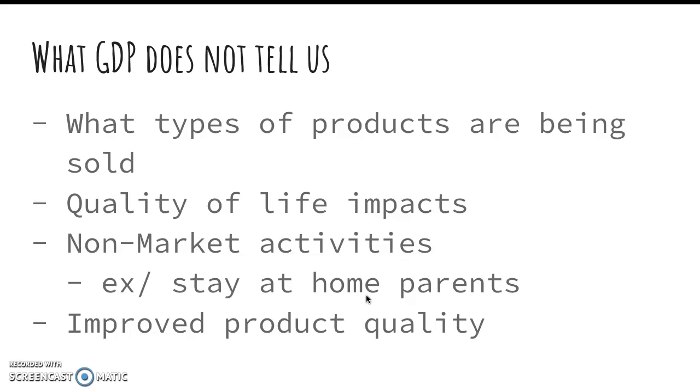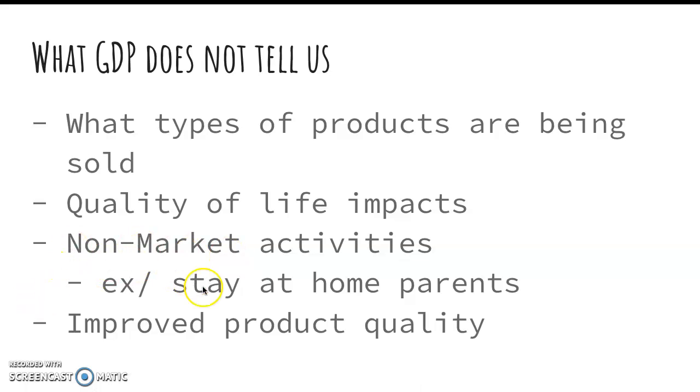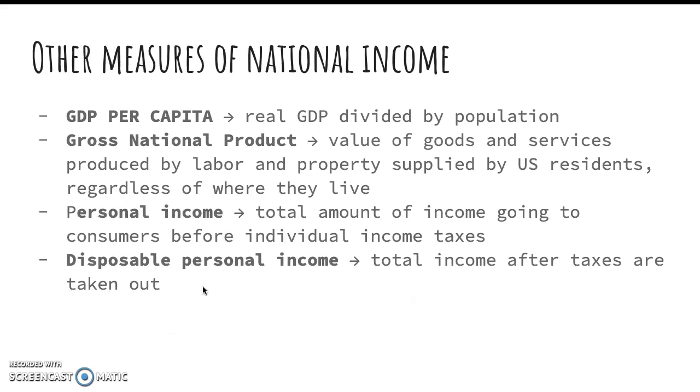But there are some important things that GDP doesn't tell us. It doesn't tell us the types of products that are being sold, the quality of life of the people of the country, non-market activities, for example, stay-at-home parents, things like that, or if there's been any improvement in the quality of products that are being produced.